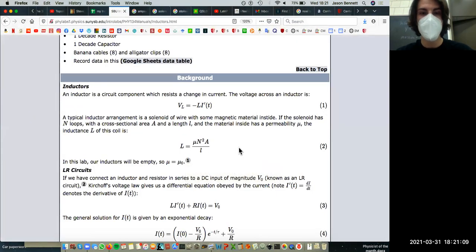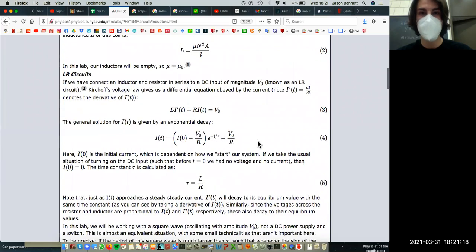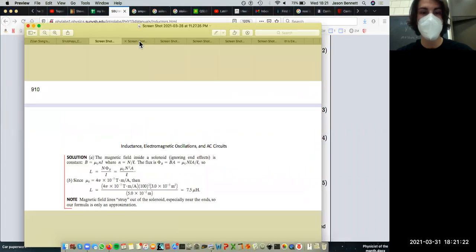Rearranging that, we can find the following, which matches exactly with what we have in the lab manual. Now, once we get to actual circuits, I find the lab manual pretty hard to understand. However, again, this chapter 30 of the book derives it pretty much exactly.